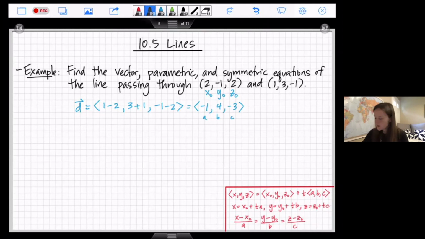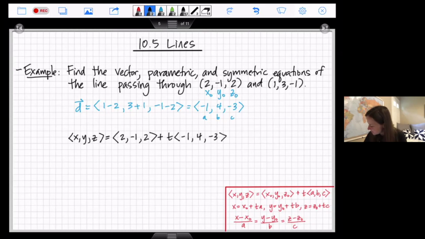All right, so let's write down our vector equation of the line. This is exactly like the last problem now. So we're going to say x, y, z is equal to x naught, y naught, z naught, plus t times our direction vector ABC. So that's the one we just found. All right, just plugging and chugging into that red box, formula box down there on the right.